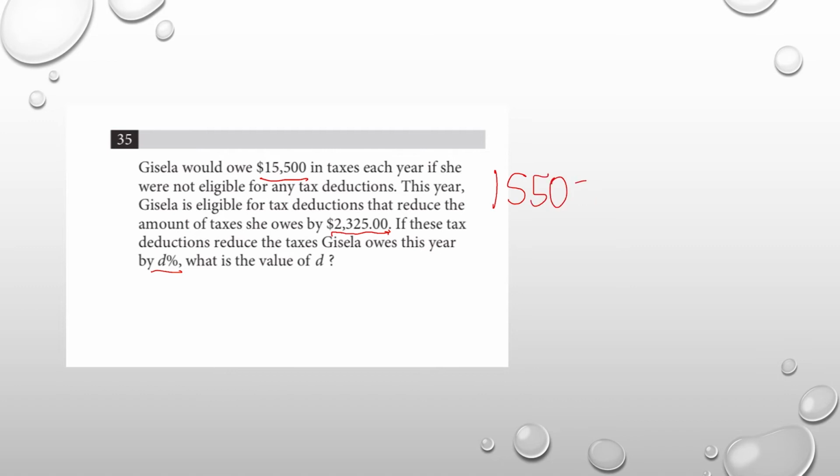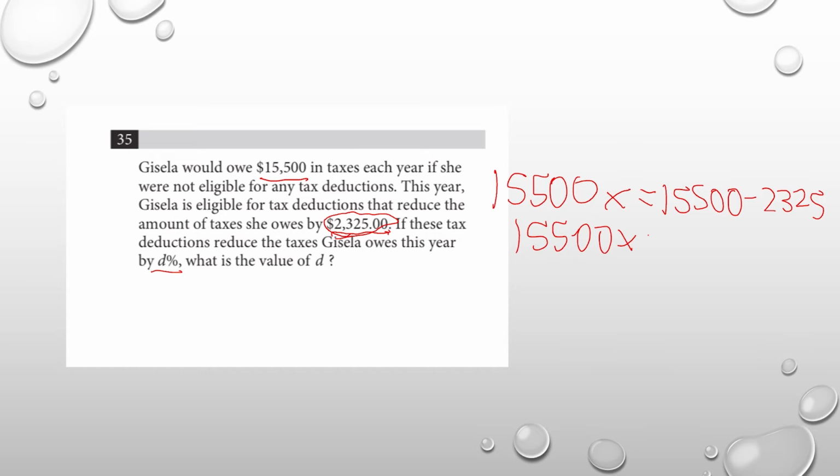$15,500, but she gets a certain amount of deductions that reduces the amount of taxes she owes by $2,325. So she gets that certain amount of deduction, and that reduces her taxes to her initial amount subtracted by $2,325. Knowing that these expressions are equal, we're going to simplify. Putting in our calculators 15,500 minus $2,325, we're left with 13,175. Now, to isolate x, we're going to divide by 15,500 on both sides.